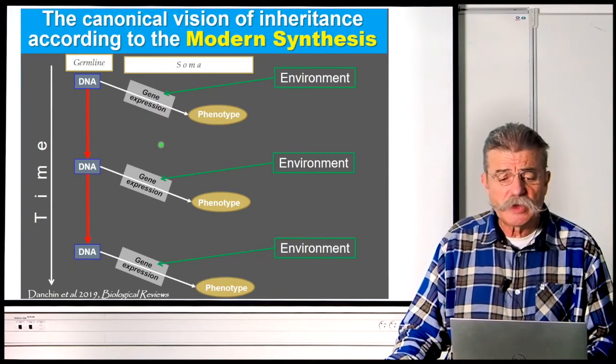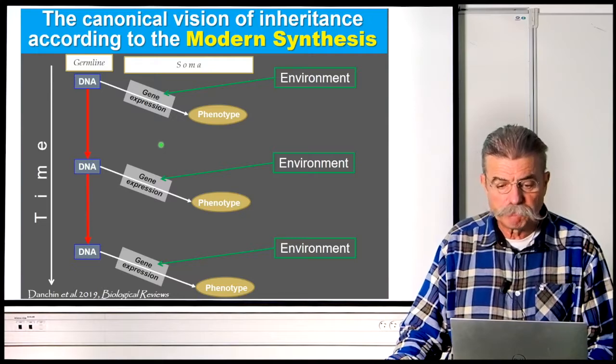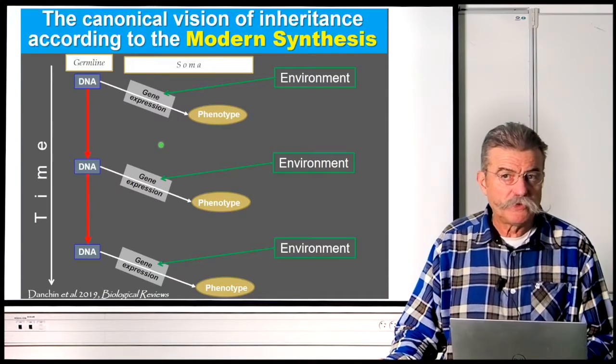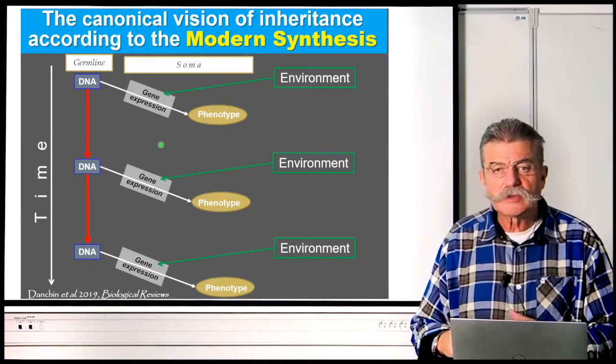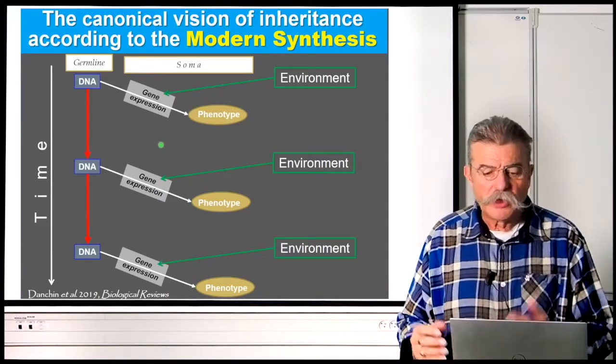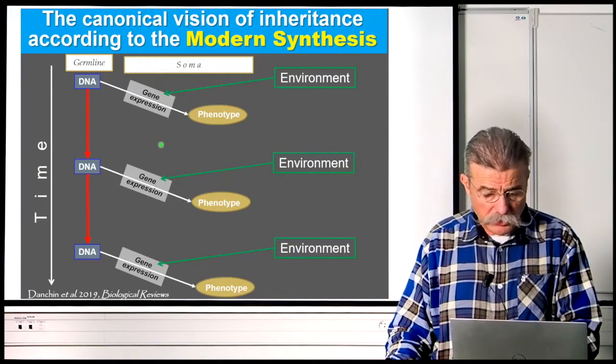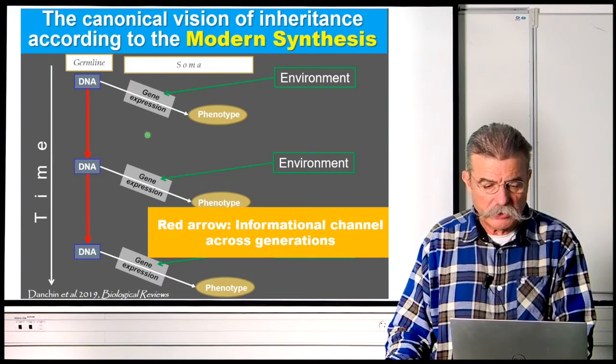And to me, this represents the canonical vision of inheritance according to the modern synthesis of evolution, which is the mainstream vision of evolution, the vision that is accepted by the bulk of the people. Most of the people, be they scientists or not, have this vision. And I want to underline one important aspect of this diagram.